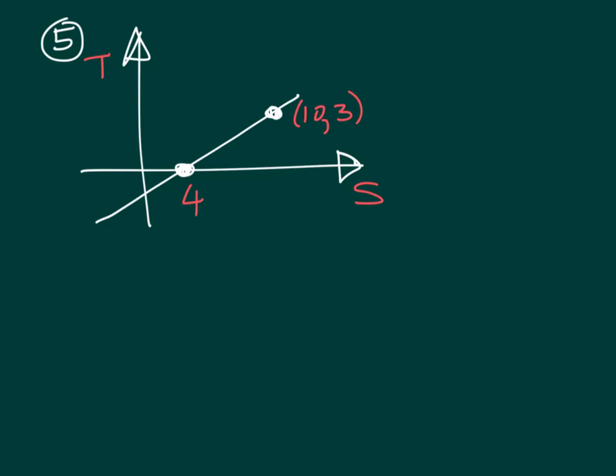Question 5, a wee bit harder. Find the equation of the straight line shown here in terms of t and s. Now you know that every straight line has the form y equals mx plus c. However, in this case, we don't have y. In this case, we have t, and instead of x, we have s. So the first part of your answer is going to be t equals something s, and then your c at the end. So your something which goes in here before the s is the gradient.